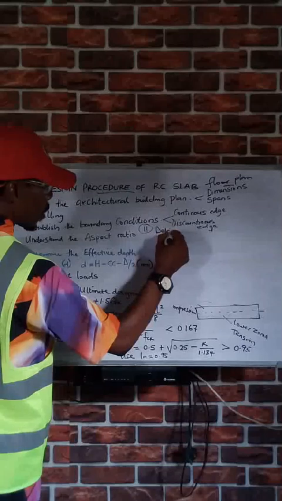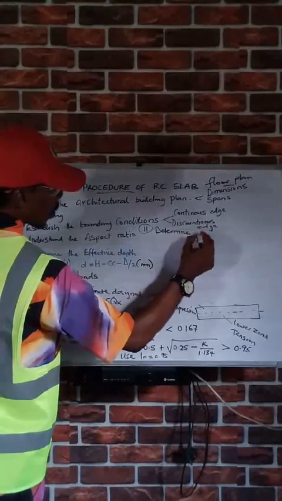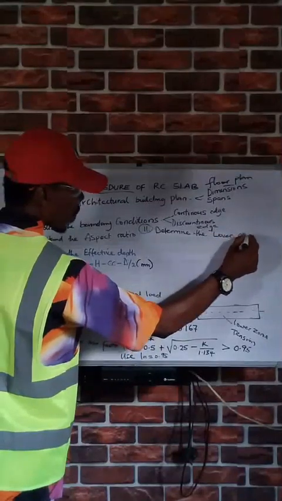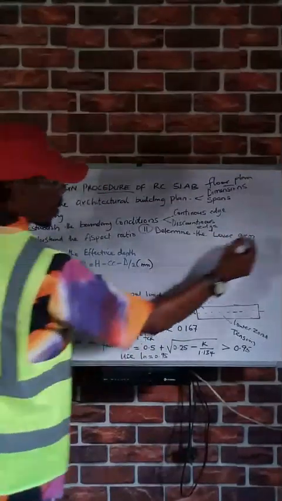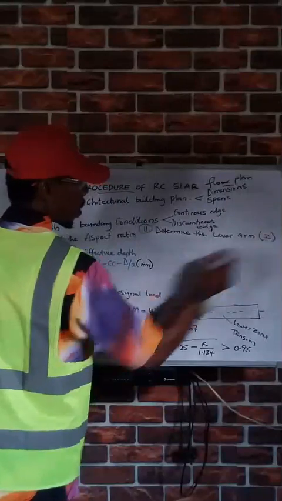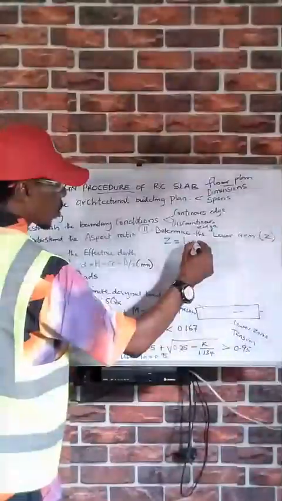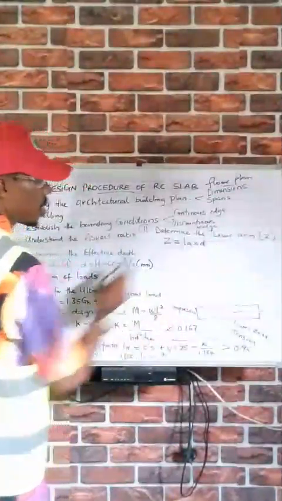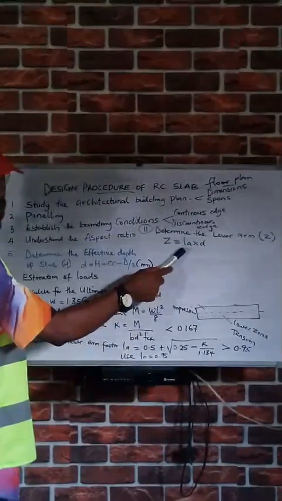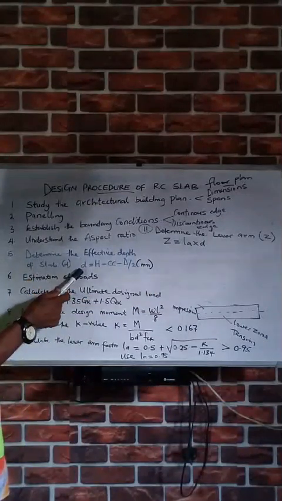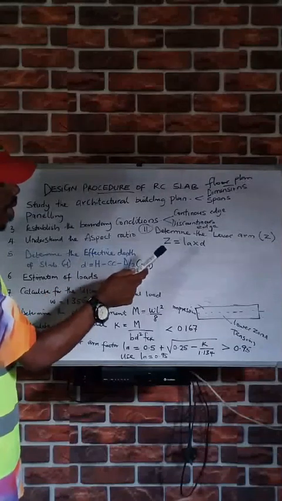You determine the lever arm, and your lever arm here is Z. Z is equal to your lever arm factor multiplied by your effective depth, which is what you have gotten here. That becomes your lever arm.